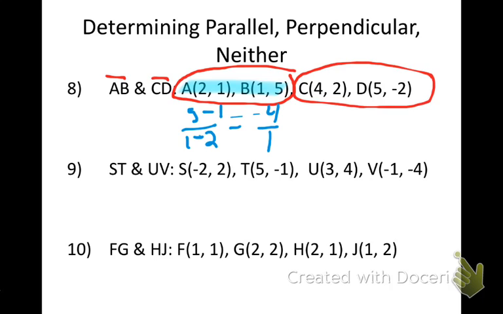Okay, good. Now I'm going to do the slope of CD. I have CD here, set up into my slope formula: negative 2 minus 2 over 5 minus 4. Negative 2 minus 2 is what, Ryan? 5 minus 4 is what? So I have negative 4 over 1 and negative 4 over 1.